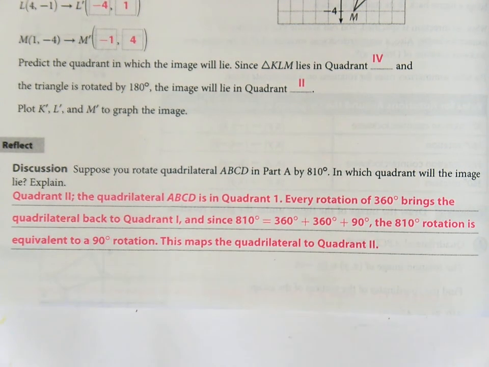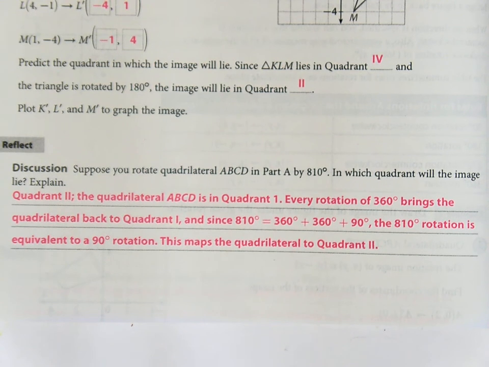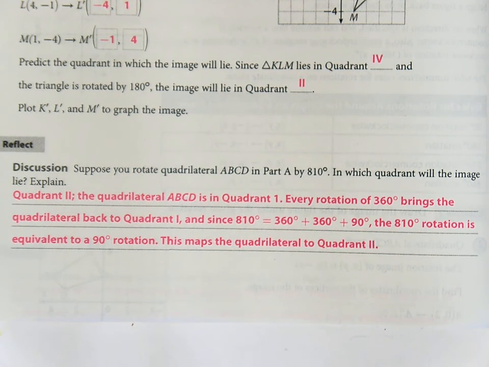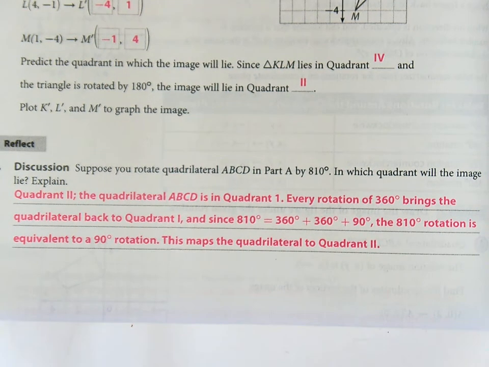Okay. So quadrant 2. The quadrilateral ABCD is in quadrant 1, but every rotation is 360, which brings the quadrilateral back to quadrant 1. And since 810 is 360 plus 360 plus 90, then an 810 degree rotation is basically the same thing as a 90 degree rotation, because the other ones just nullify themselves. This maps the quadrilateral into quadrant 2. All right, let's go to the next page.